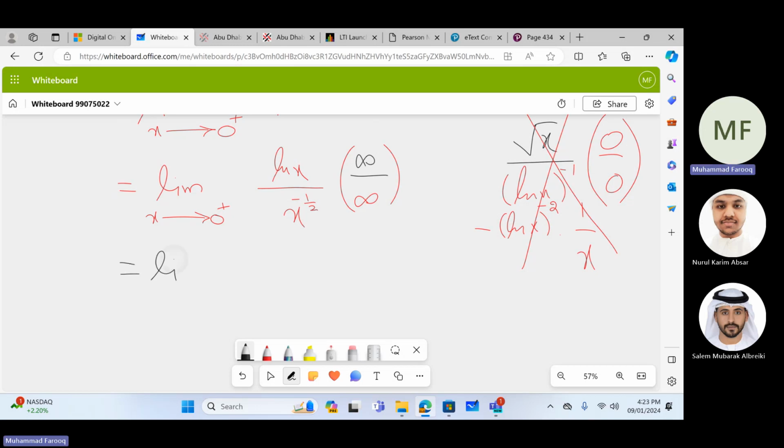Now the limit as x approaches from the right side. What is the derivative of ln x? 1 over x. Divided by the derivative of x to the power -1/2, which is minus half x to the power how much? By the power rule, n is -1/2 and n minus 1 is -3/2. So minus 1/2 x to the power -3/2.